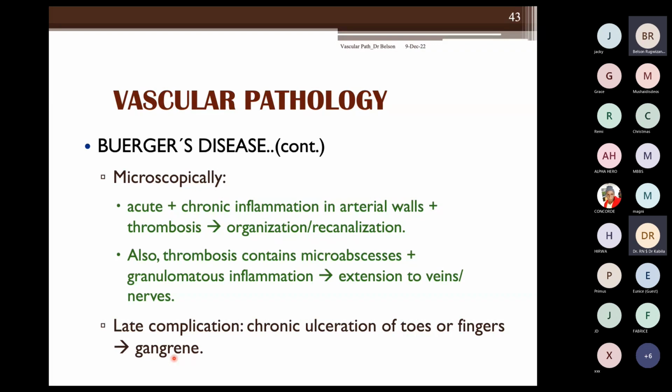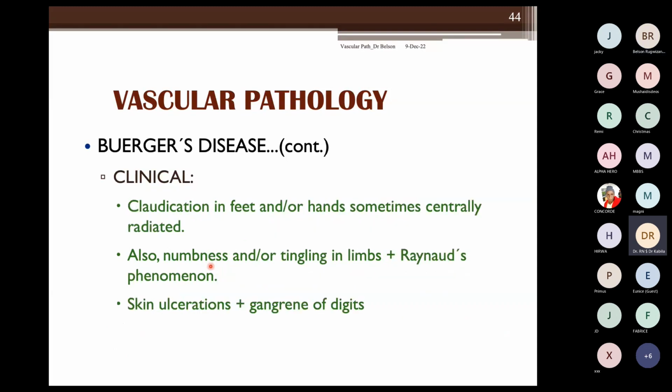So microscopically, there will be acute and chronic inflammation in the vessels with some thrombosis. So the thrombosis contains microabscesses. Microabscesses ni ukuvuga usanga harimo utuntu tumeze nk'amashyira. So it can extend to the veins and the nerves. So the later complication will be ulceration of the toes and the fingers, which will cause gangrene.